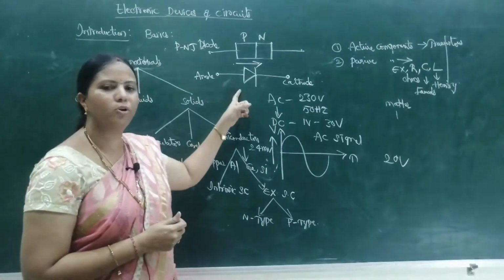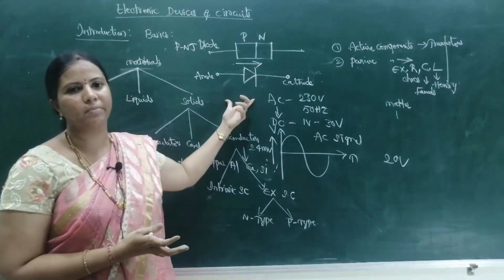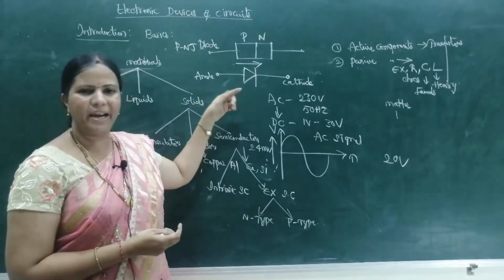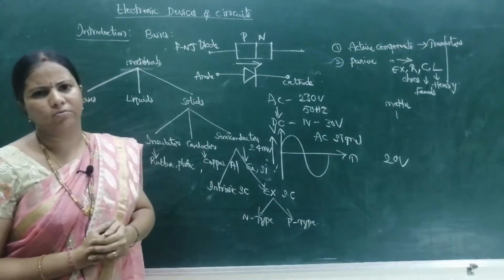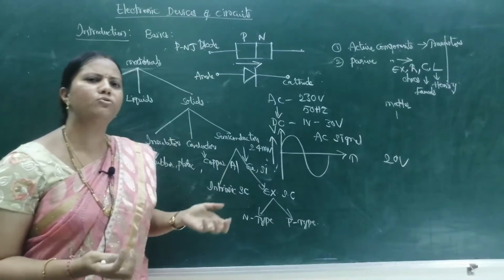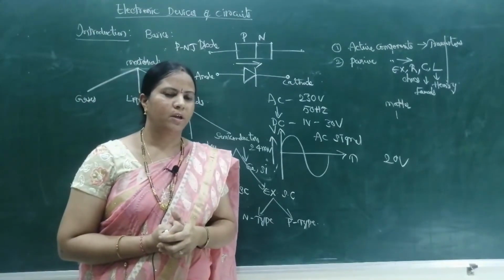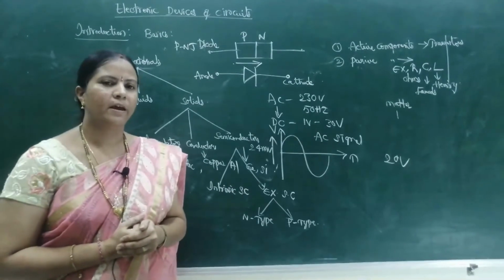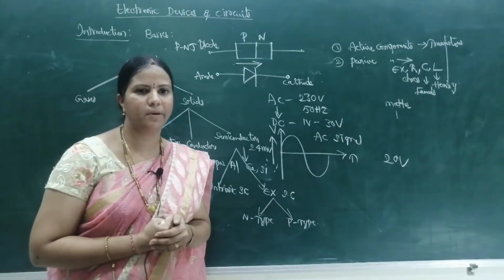Okay na? This is about the diode. Already ఇది కూడా చదివారండి మీరు diode. Next, what are the applications of diode? Diode is used as a switch. It is used for rectification. Rectifier circuits లో యూస్ చేశారు కదా ఆల్రెడీ మీరు.